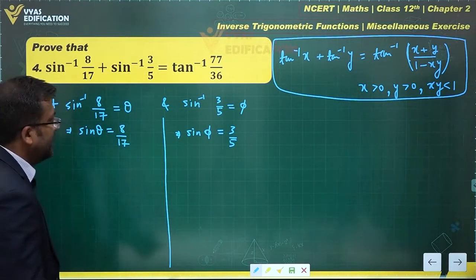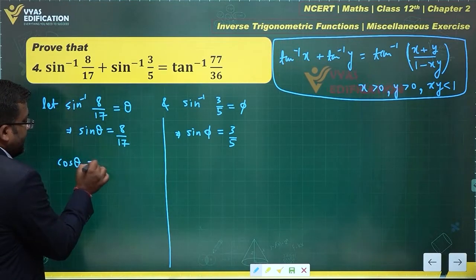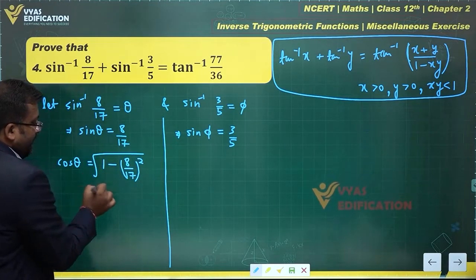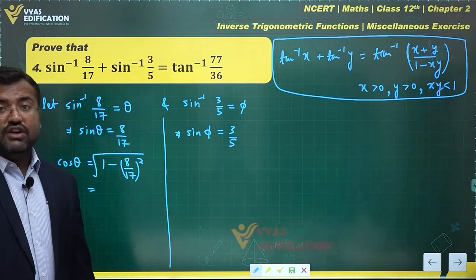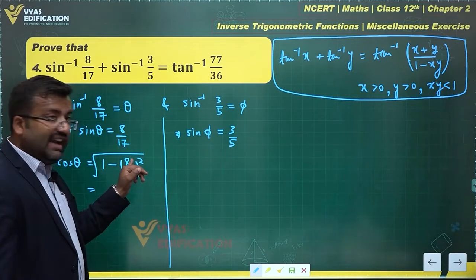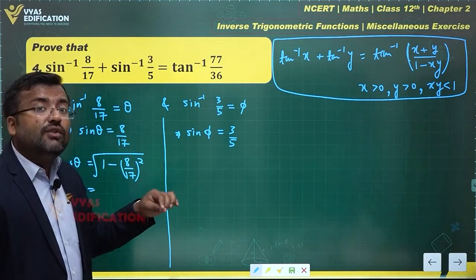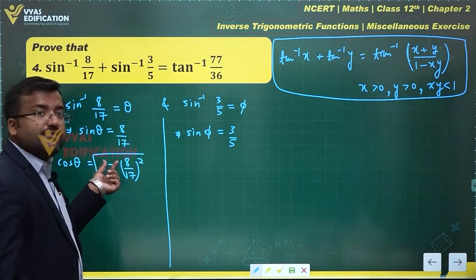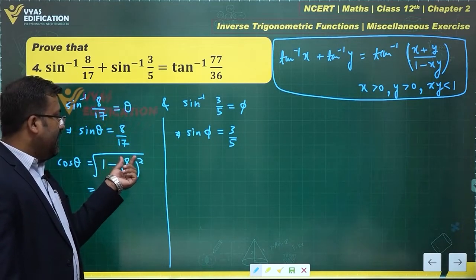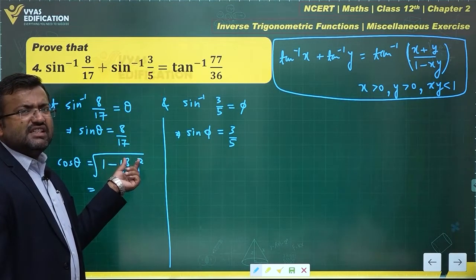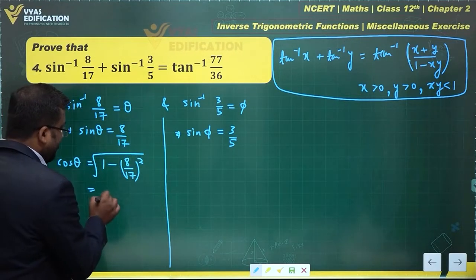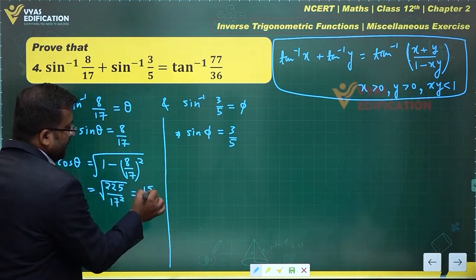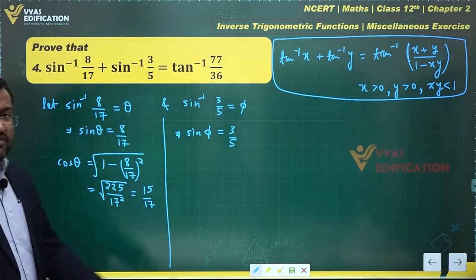Or you could use the analytical method, that is, first find the value of cos theta: under root of 1 minus 8 by 17 whole square. What does this give us? Please observe, 17, 8 and 15 are Pythagorean triplets. How do we get that? 17 square is 289 minus 64, which is 225. In the numerator you will have 225, in the denominator you will have 17 square. What is that? 15 upon 17. This gives me cos theta is 15 upon 17.